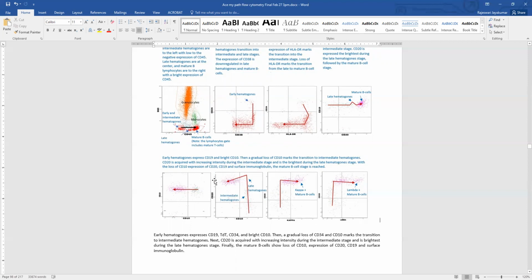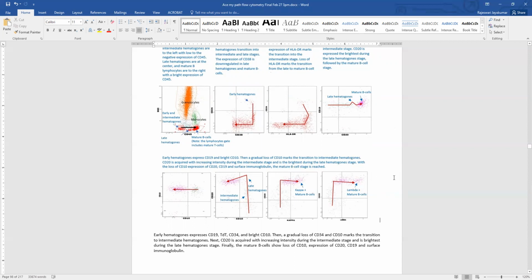And this is where the light chain expression can also be appreciated. These mature B cells will start expressing kappa and lambda, and that's what you see here in flow cytometry also. So immature cells do not have surface light chain expression. As they mature, you can see them expressing light chains. So all these immature cells are negative for surface light chains. Only the pink population, the mature B cells, express surface light chains.